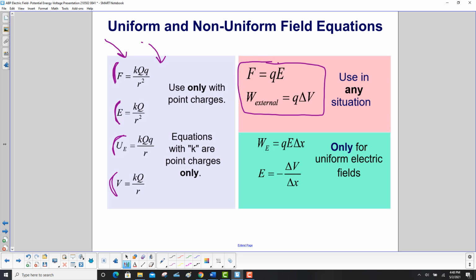F is equal to QE, or work done by an external force is Q delta V. And then finally, for uniform electric fields, we can use the work done by the electric field is QE delta x, and the electric field is equal to minus delta V over delta x.